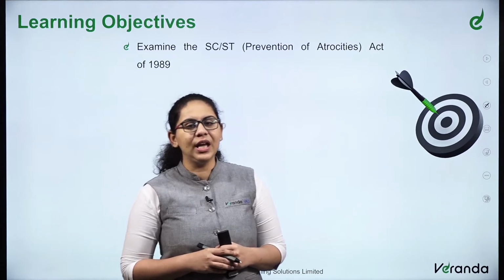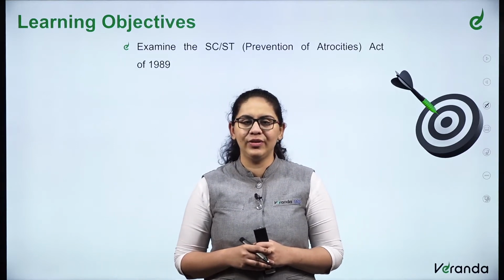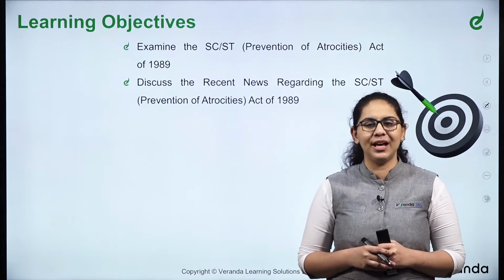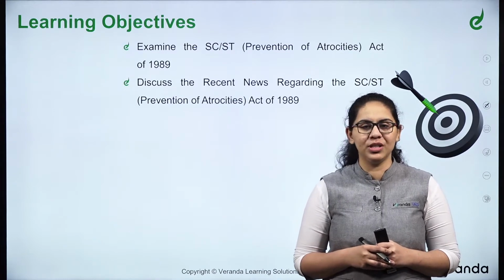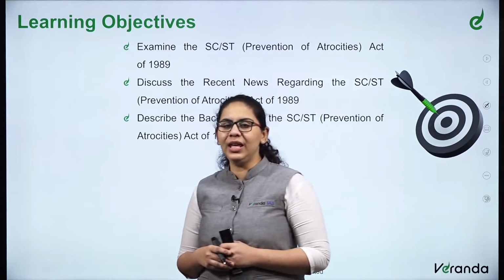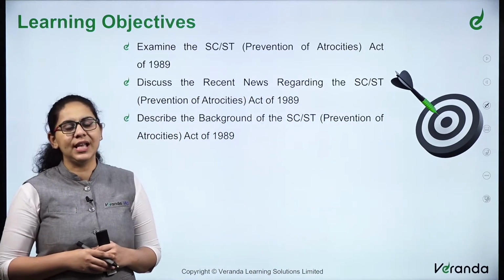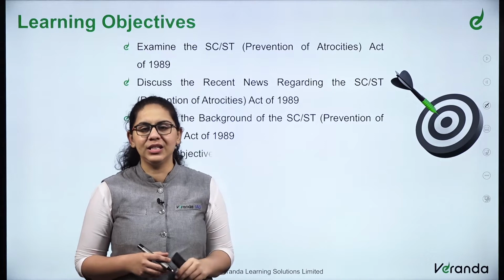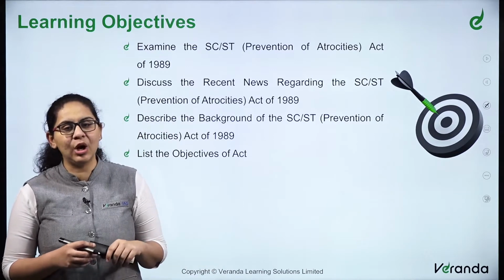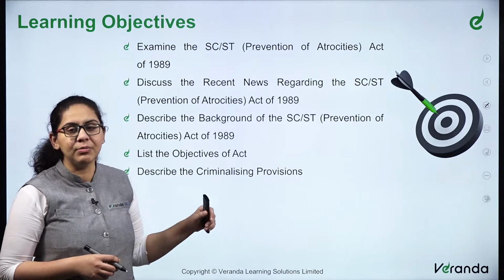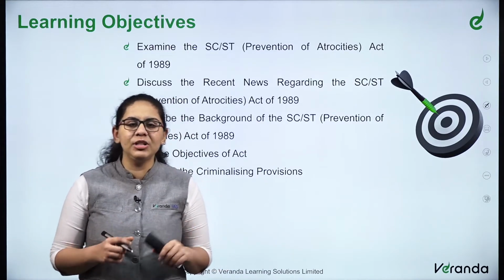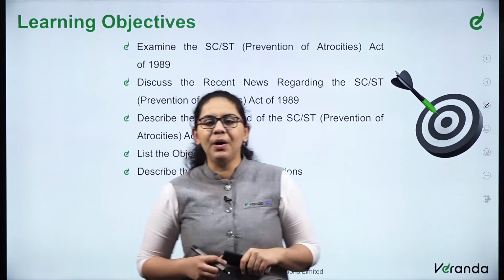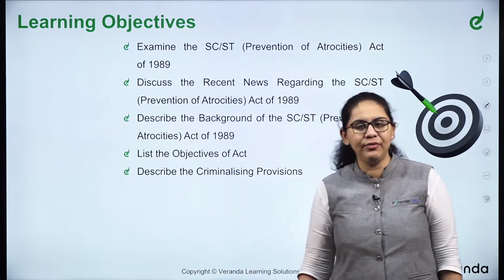The learning objectives of the day are to examine the SC/ST Prevention of Atrocities Act of 1989, to discuss the recent news regarding it and why this topic was in news, and to describe the background of the Act, in what backgrounds and with what steps we got this Act of 1989. We'll list the objectives of the Act and describe the criminalizing provisions, which give the governments the authority to punish someone.